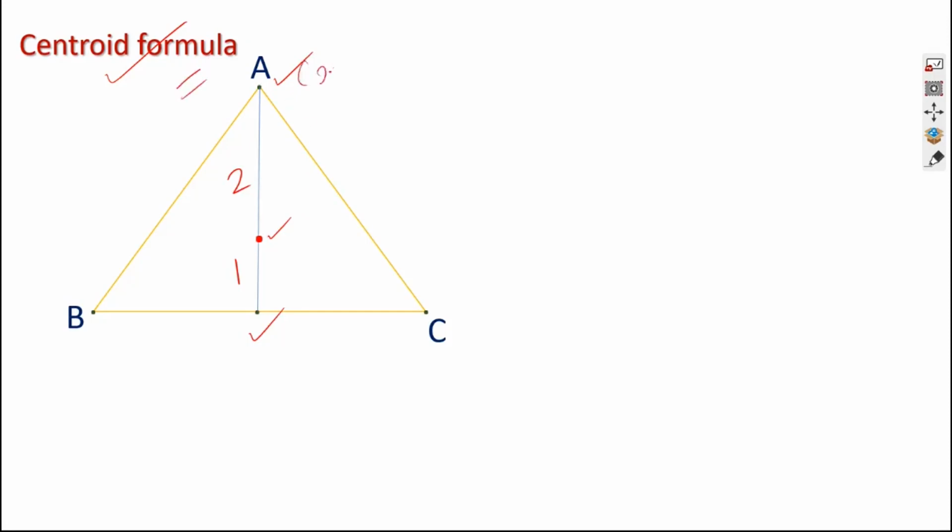For that we write the vertices as (x1, y1), (x2, y2) and (x3, y3), because they are different points. All will have different values, and we are sure about it. Now we are asked to find this particular point, let this be D and this be G. We have to find the coordinates of G. Let us put it as (x, y), because the unknown we write as (x, y).